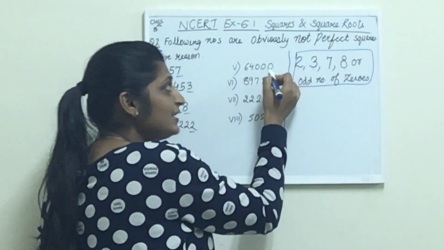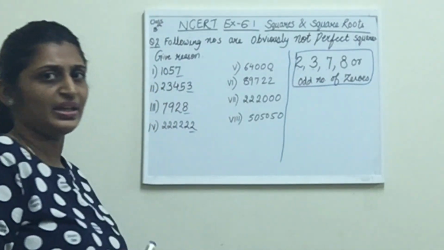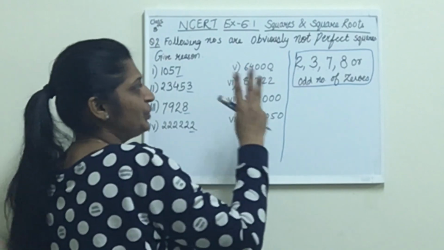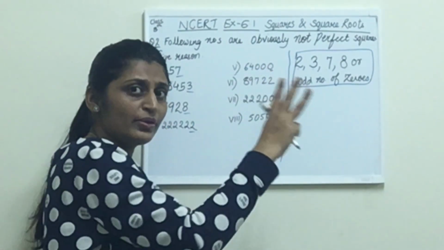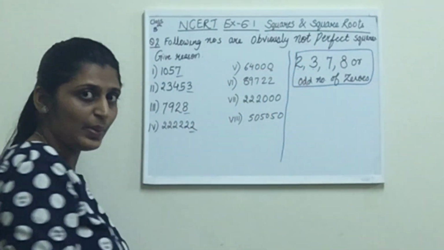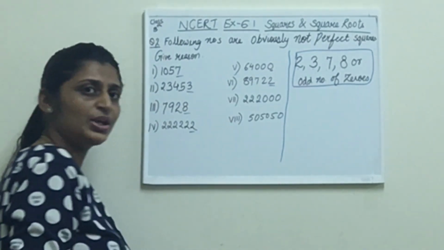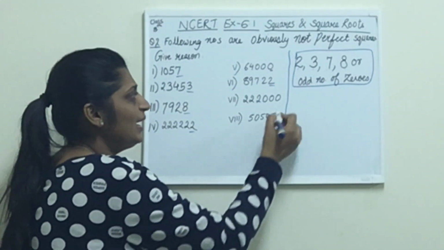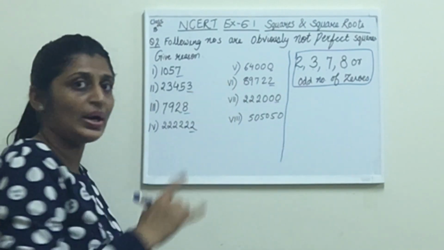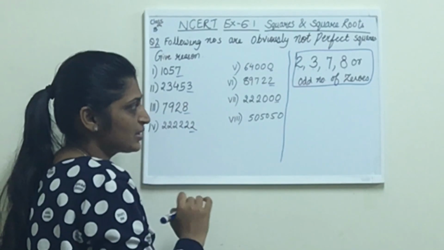Fifth, it is ending with 0, but count the number of zeros in it. And we will see that there are 3 zeros. Since there are 3 zeros, an odd number of zeros present in the number, therefore it cannot be a perfect square. Sixth part, again ending with 2. Seventh part, again ending with 0, but the number of zeros is odd, right? So therefore it cannot be a perfect square.